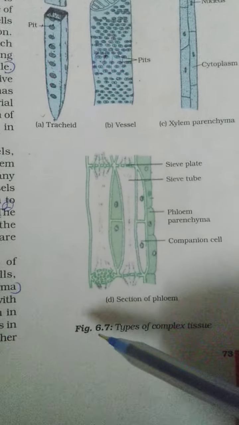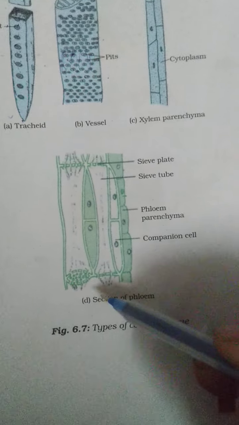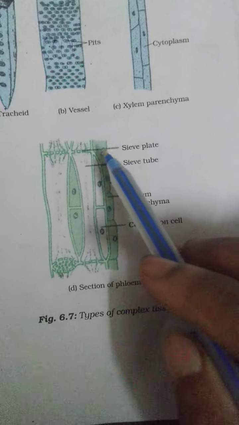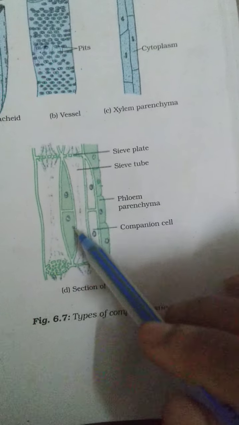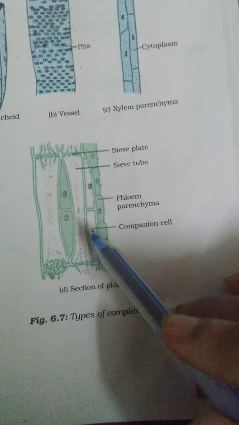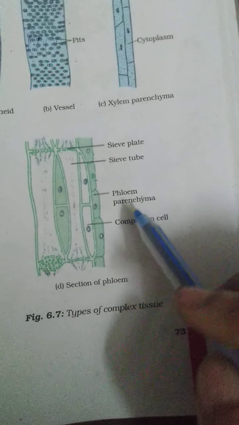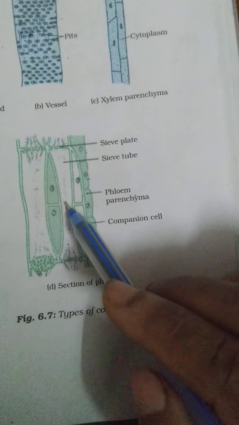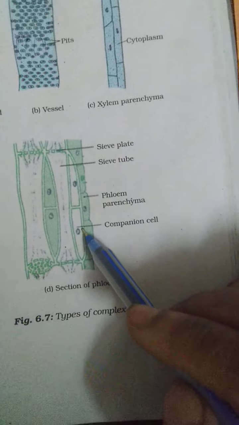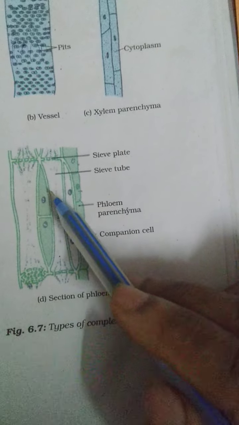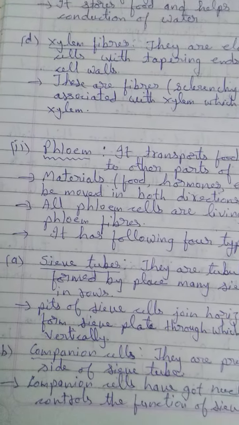This you have to draw from page number 73. See figure 6.7, types of complex tissue, section of phloem. In this section of phloem, sieve plate is there, sieve tube, the vertical tube, and the phloem parenchyma is there, and the companion cell by the side. If this is the tube, then by the side the companion cells are there, and this is actually the sieve cell. The notes I have also written. This I am going to send you.